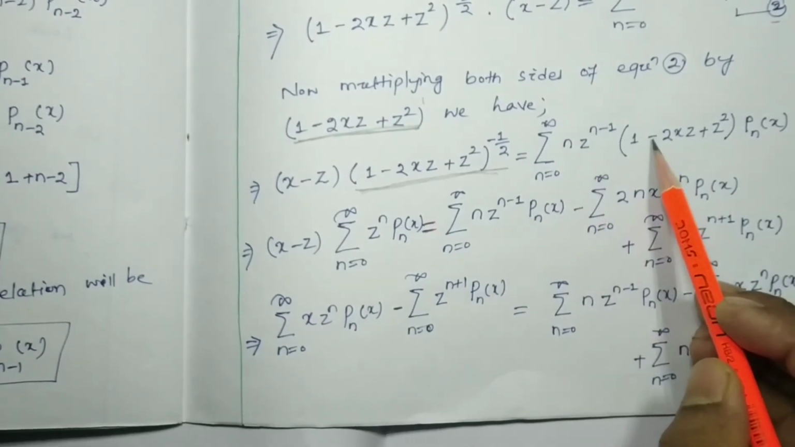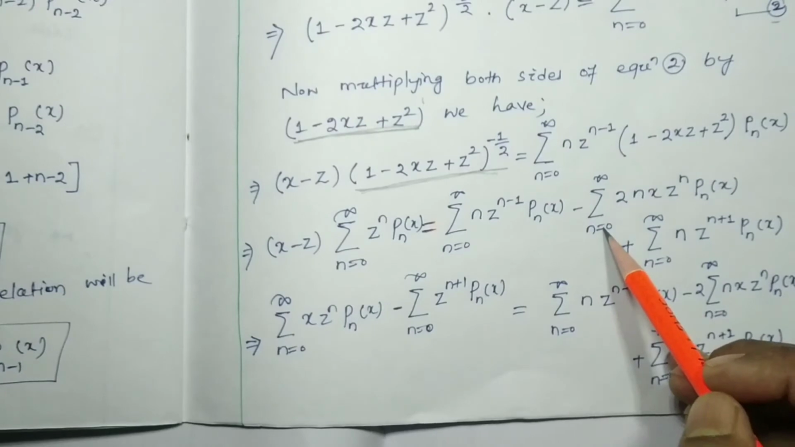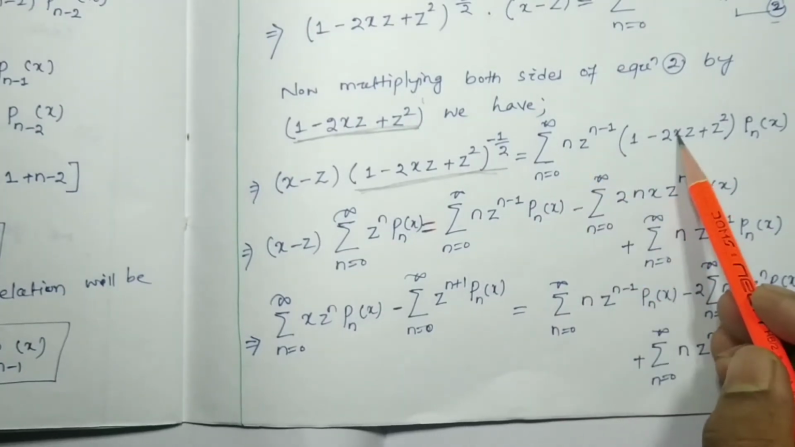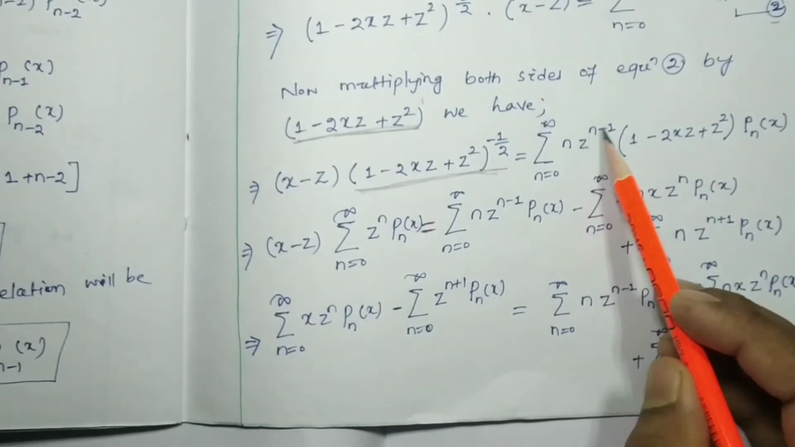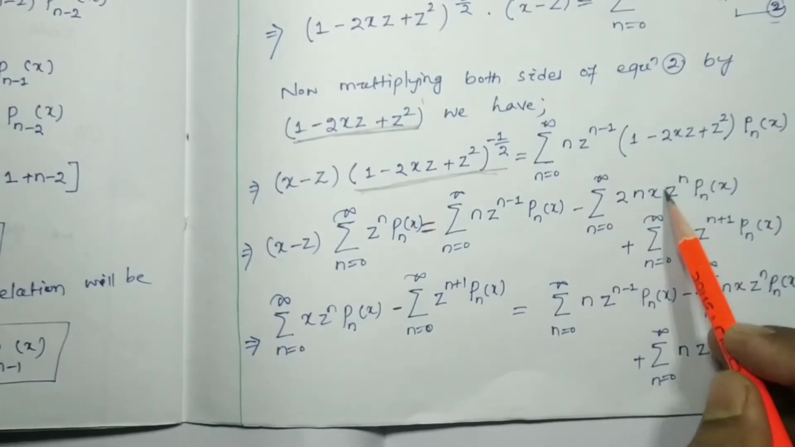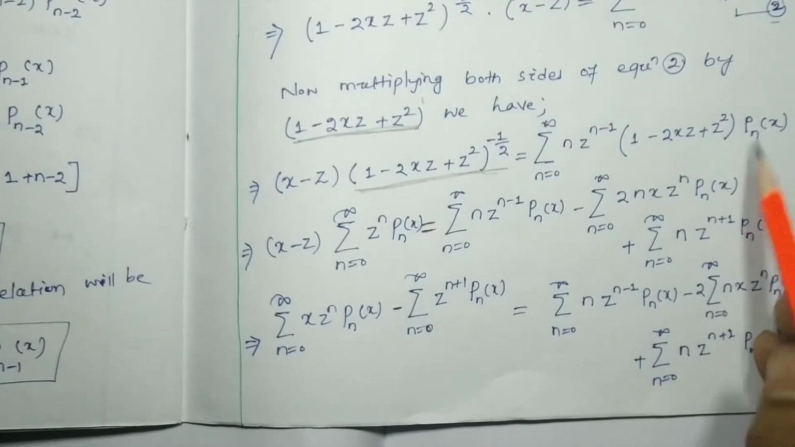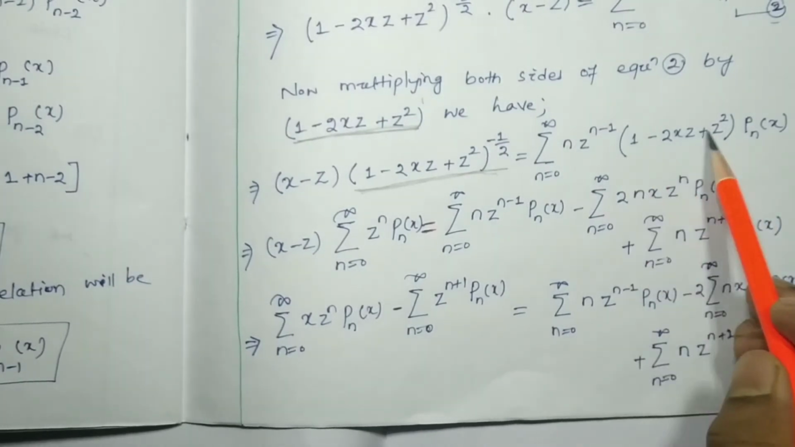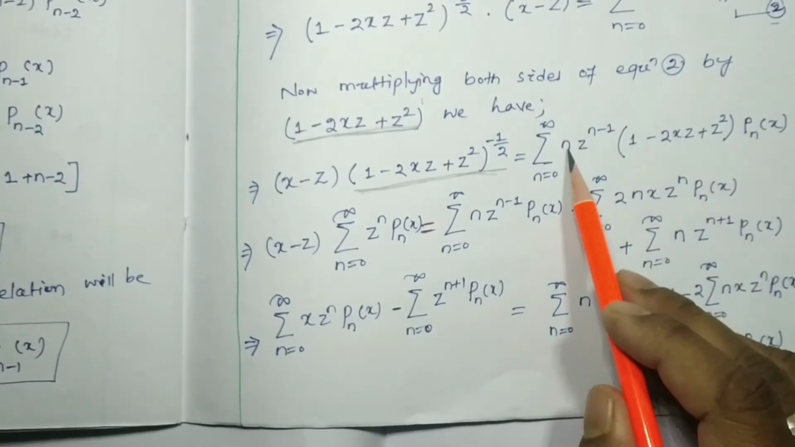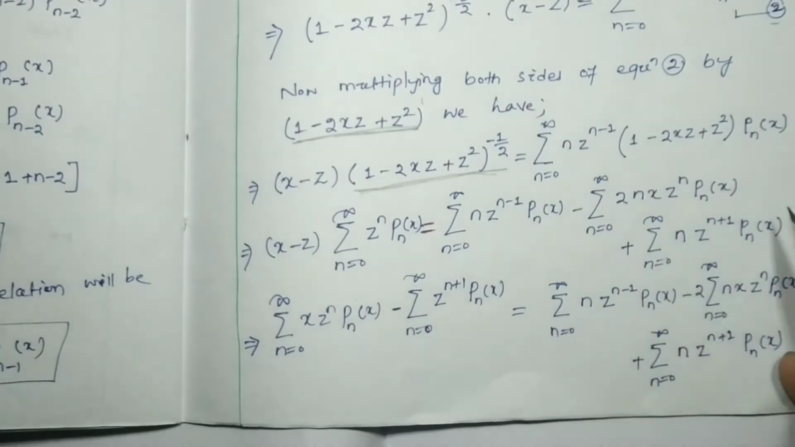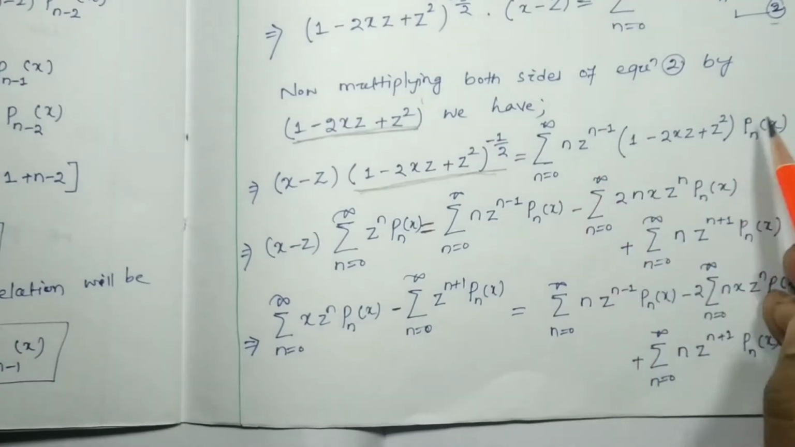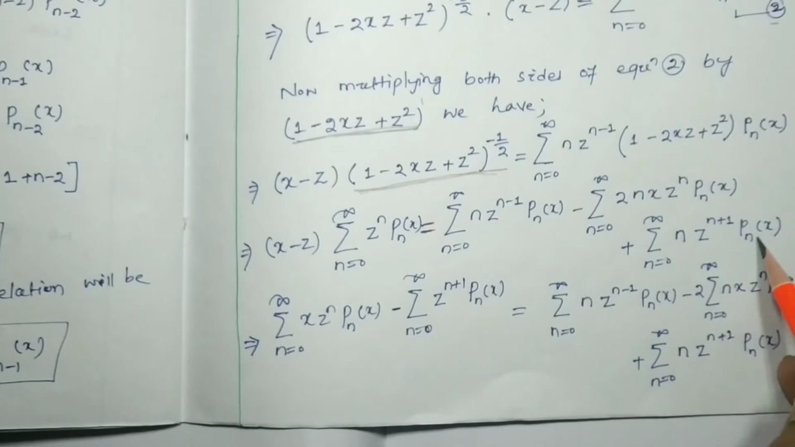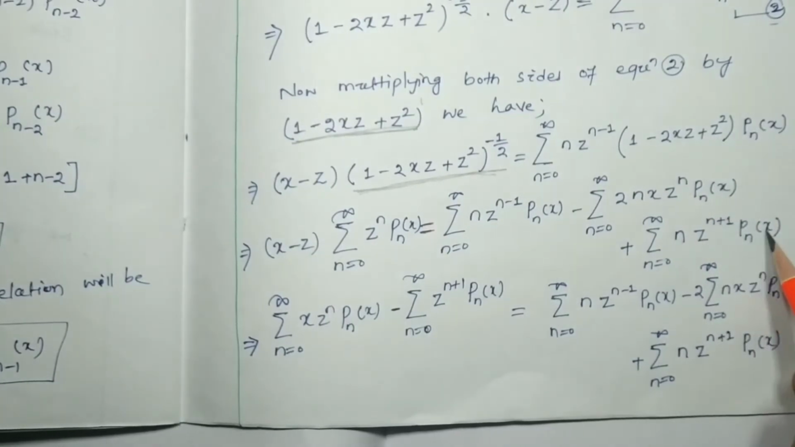Next, minus the summation from 0 to infinity of 2n x z to the power n minus 1, here z to the power 1 will be z to the power n, and P_n(x) will be there, P_n(x) is going to be multiplied. Then plus n z to the power n minus 1, here z to the power 2, so obviously z to the power n plus 1 into P_n(x), P_n(x) is going to be multiplied.